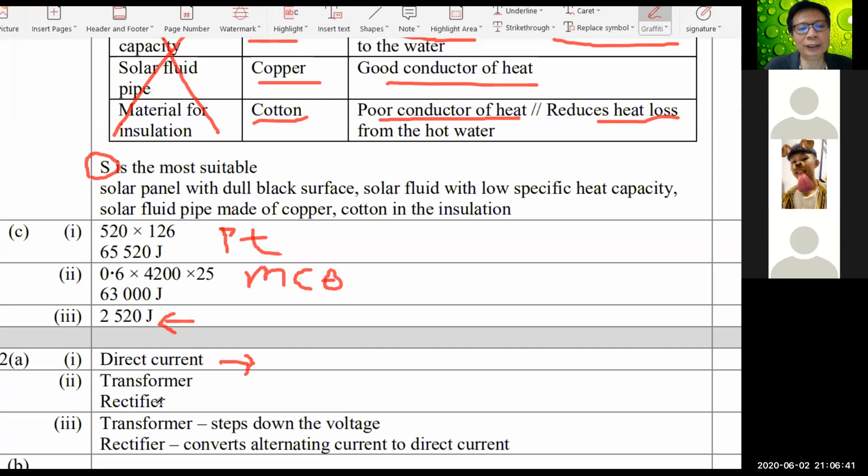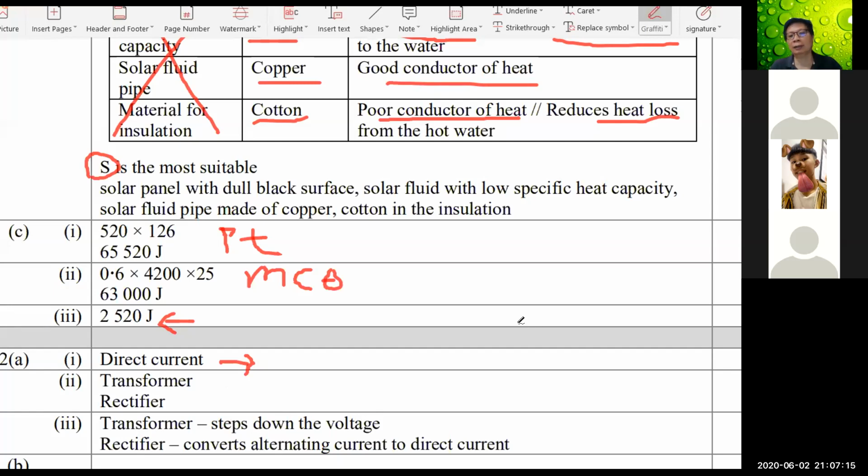Transformer and rectifier, the names of the parts. Meaning that your handphone charger also actually has two inside. One is transformer, the other one is rectifier. Now you see the function. Transformer is to step down the voltage, change 240 to 19 volt. And the rectifier is to convert alternating current AC to DC, direct current.